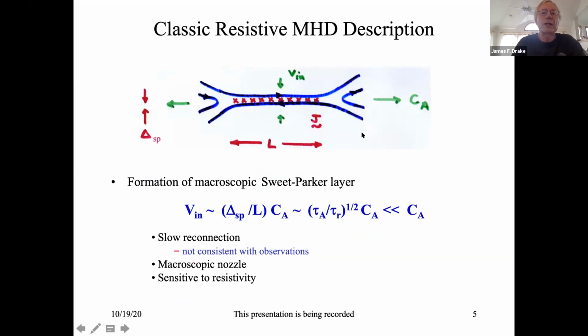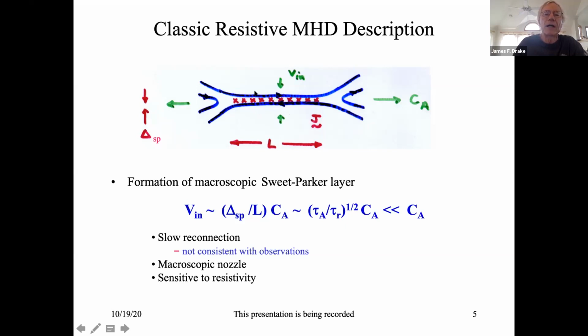Okay, so here's the classic resistive MHD description of reconnection, back from Sweet-Parker days. And in this MHD description, you have a highly elongated current sheet of some macro scale, with a current sheet width that is controlled by plasma resistivity. And because resistivity tends to be weak, that's a micro scale. So you get a highly elongated current sheet.